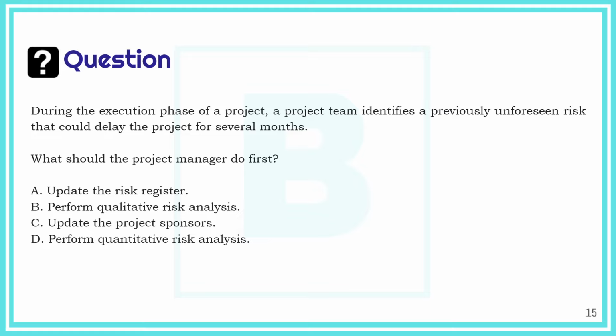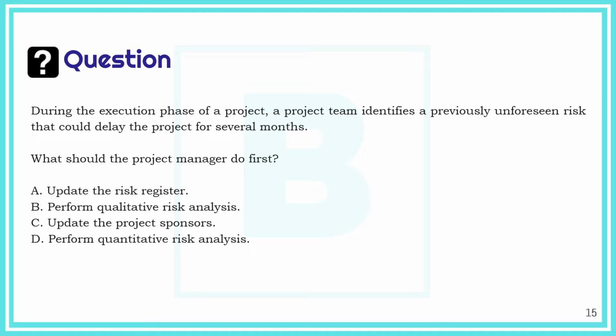During the execution phase of a project, the team identifies a previously unforeseen risk, so an unknown risk, that could delay the project for several months. What should the project manager do first? Update the risk register, perform qualitative risk analysis, update the project sponsors, or perform quantitative risk analysis.